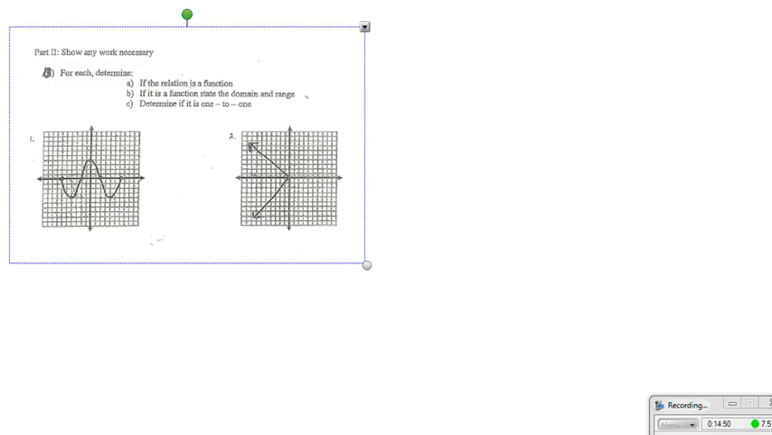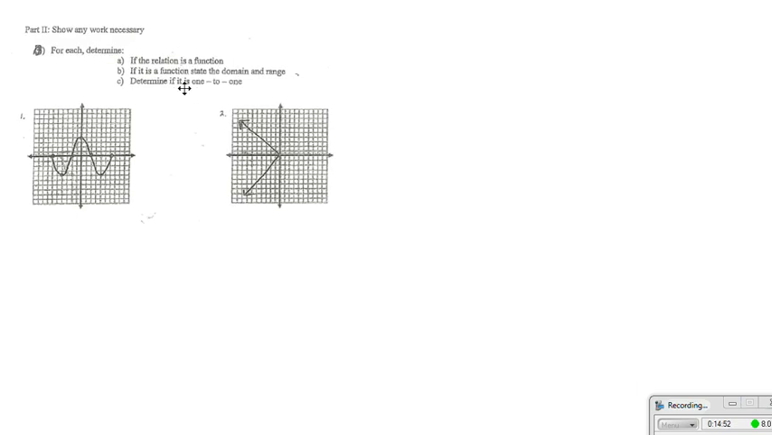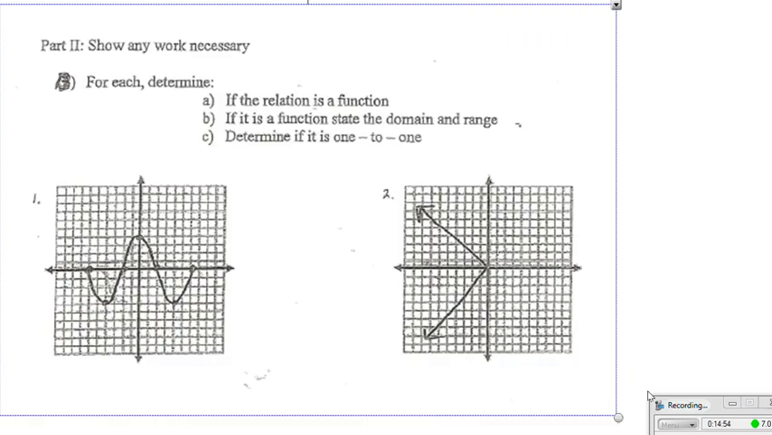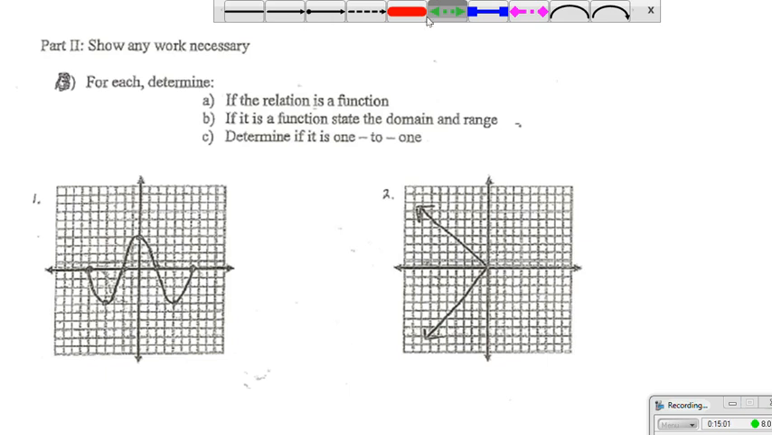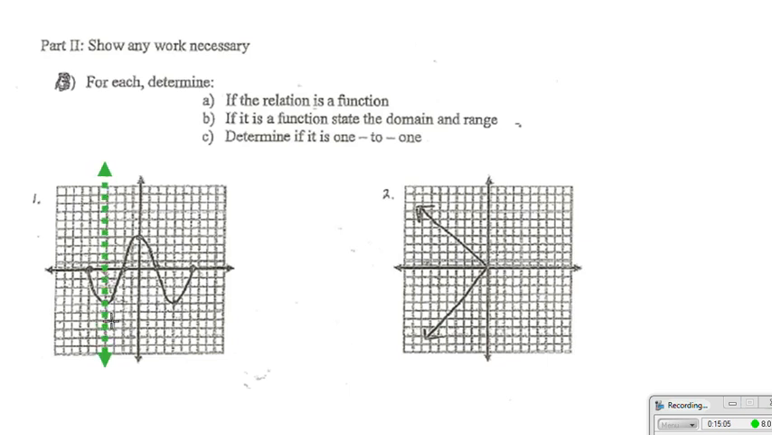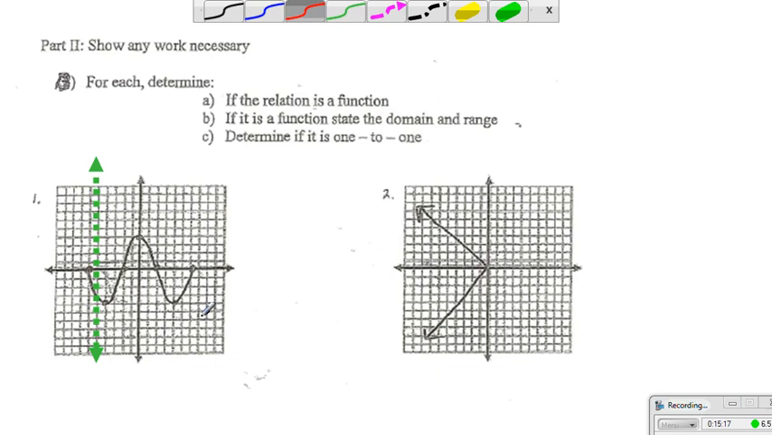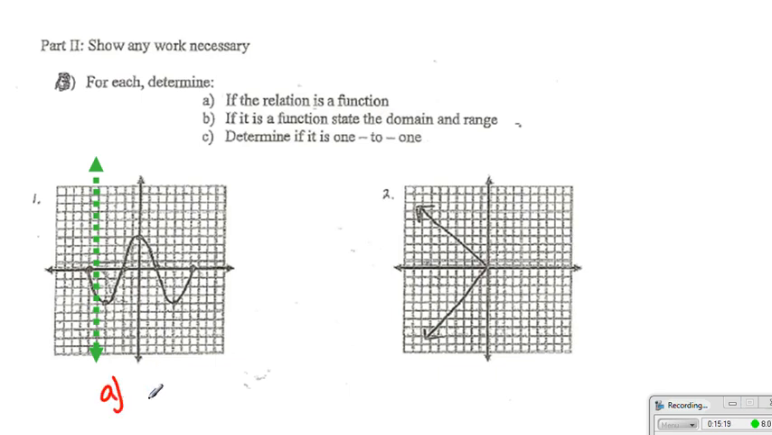Here, let's try to look at this question together. Is the relation a function? In order for us to see if this is a function or not, all we have to do is the vertical line test. Here's my vertical line. As I'm moving these vertical lines around, do I only intersect with one point on the graph? Yes, I do. That means it is a function. So therefore, A is yes.